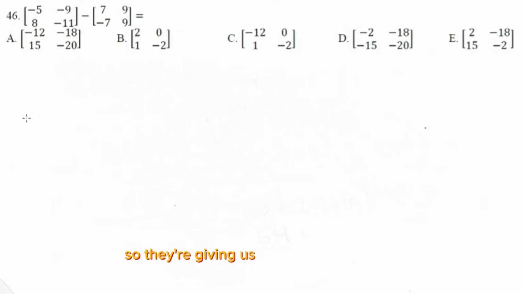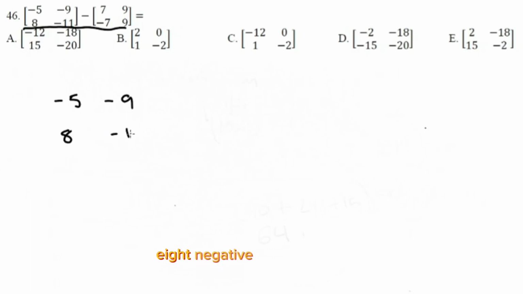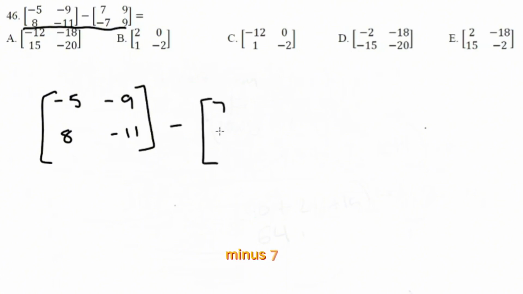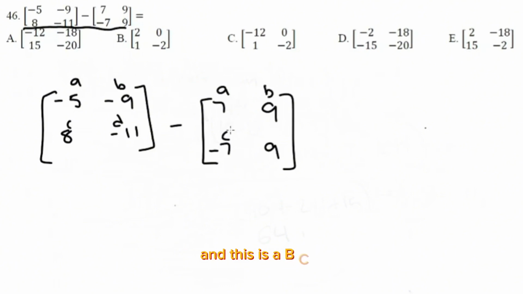Next, 46. Alright, so they're giving us this matrix right here, and they're asking us to solve it. So we have -5, -9, 8, -11 in this bracket, minus 7, -7, 9, and 9. In these types of problems, all that matters is the position of the numbers. So you can say that this is A, this is B, this is C, and this is D, and this is A, B, C, D.